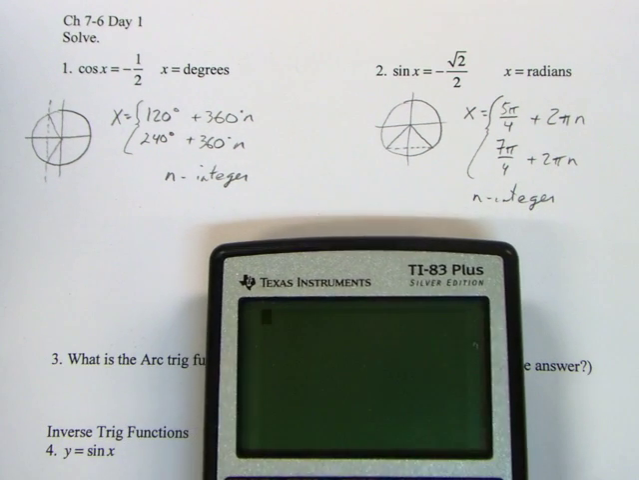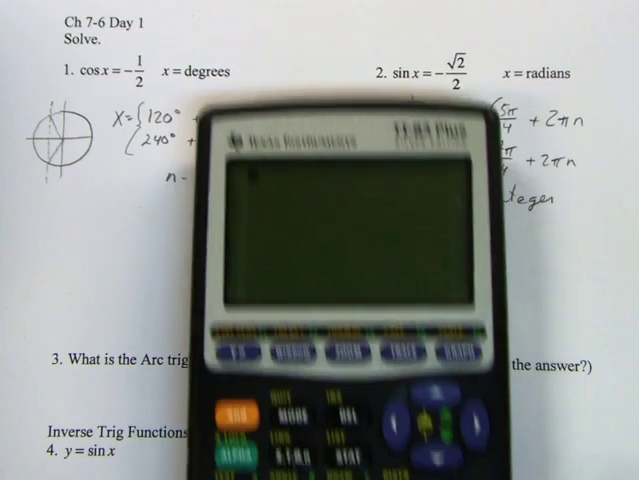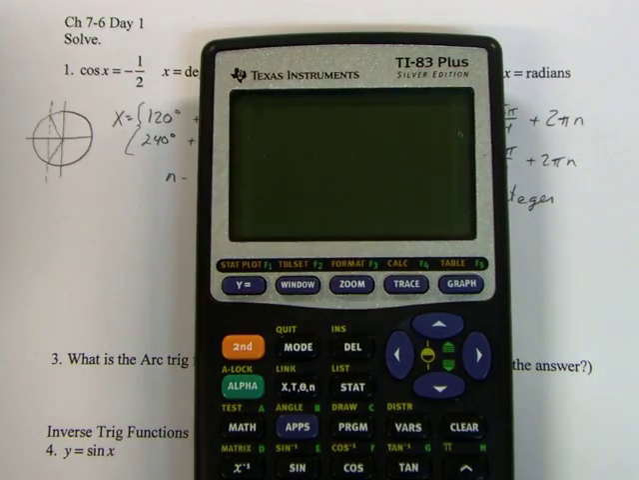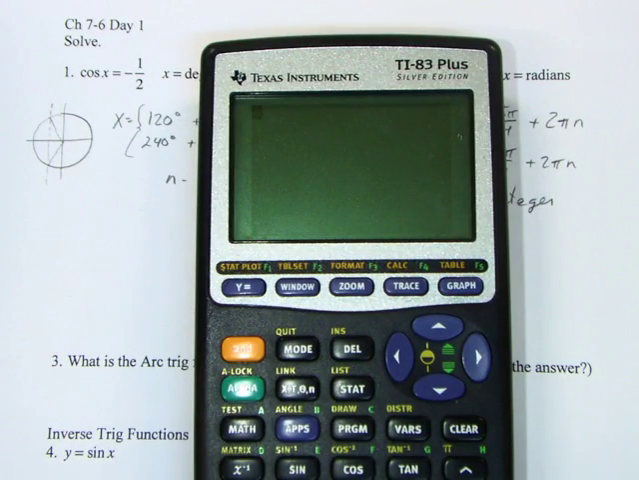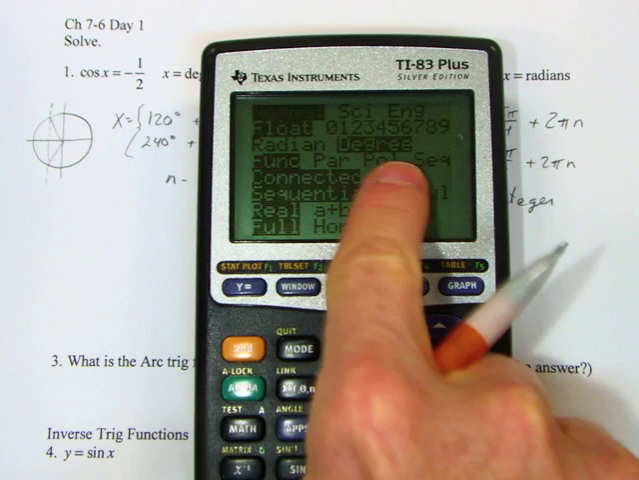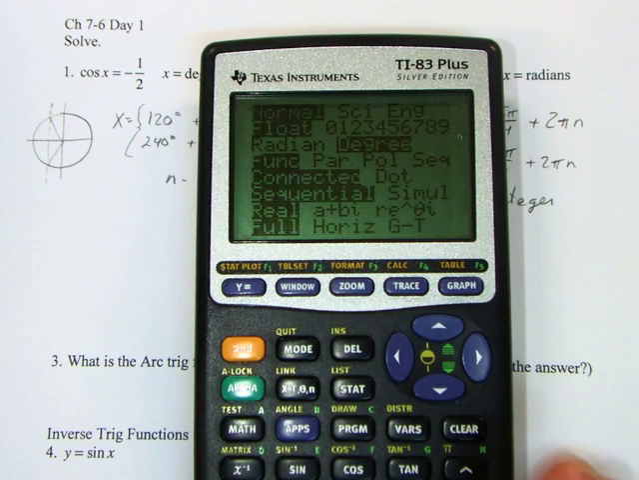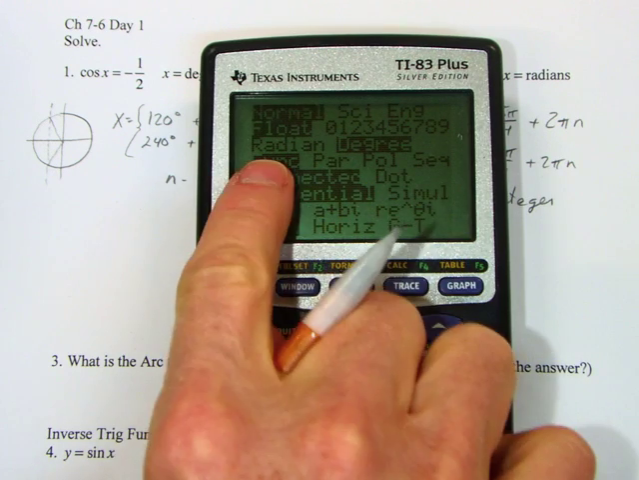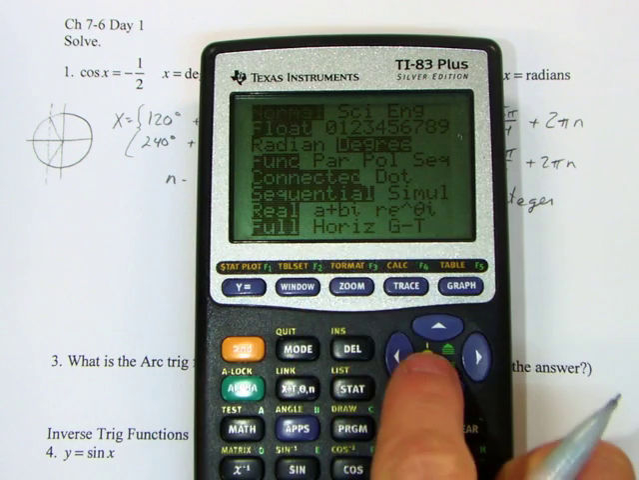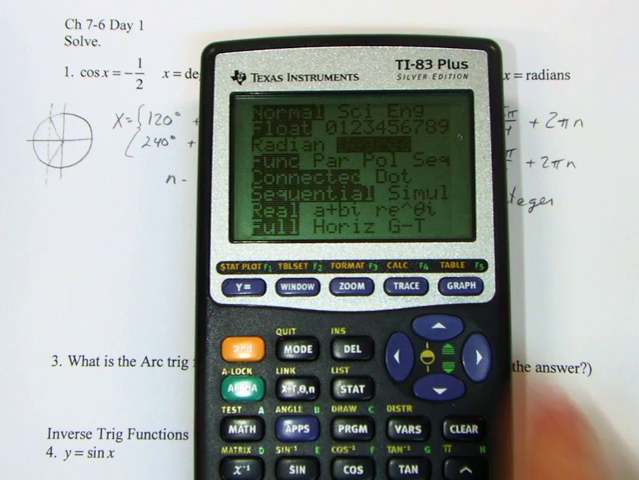So what would our calculator give us? First thing I want to do, in problem number 1, is hit mode and make sure that we're in degree mode. Right now you're probably in radian mode, so just move it over to degree and hit enter.